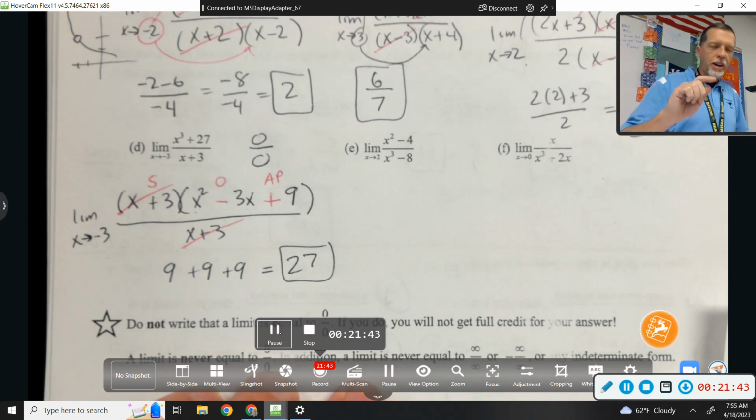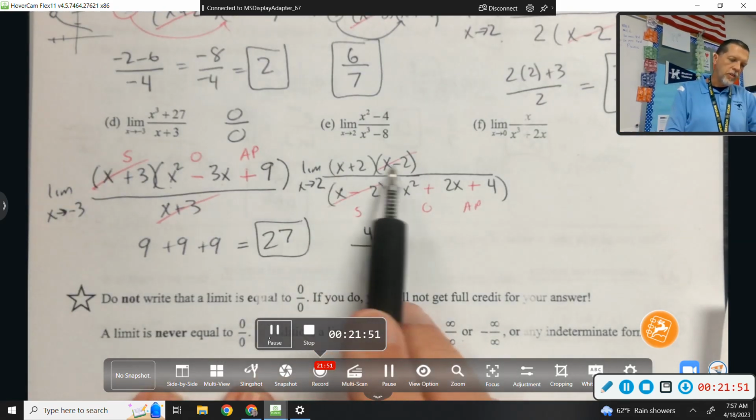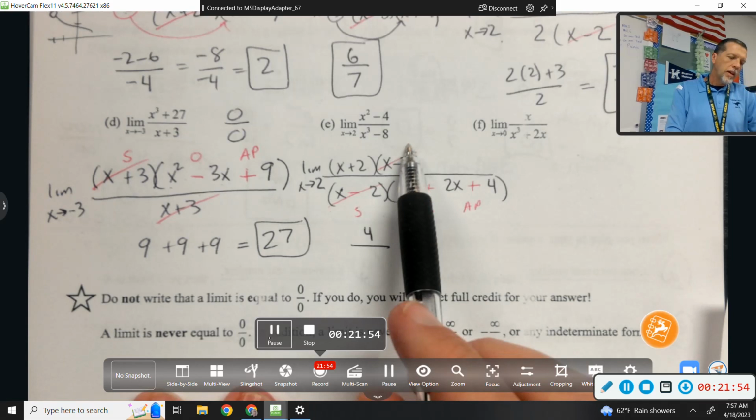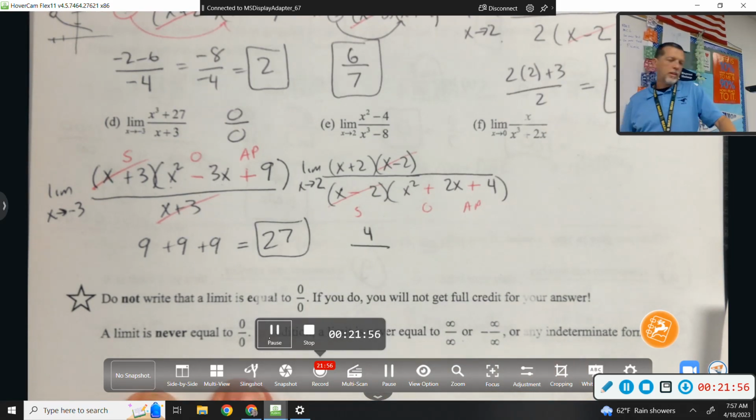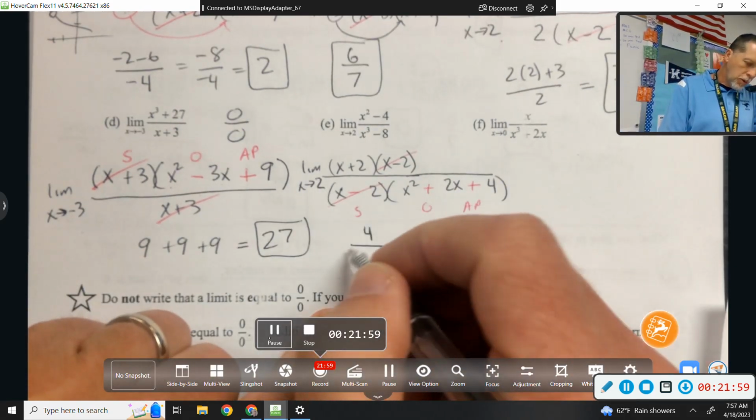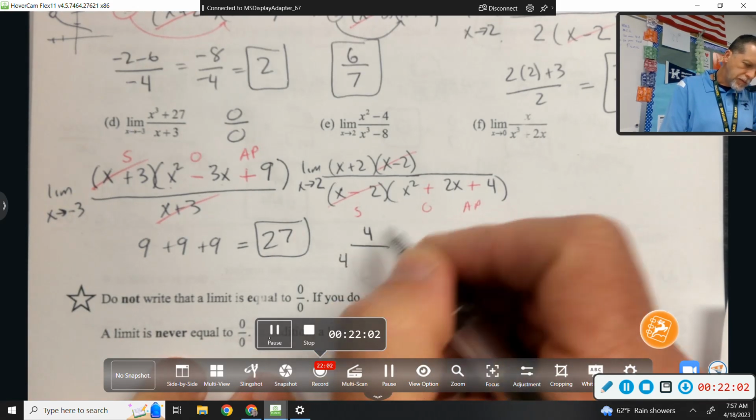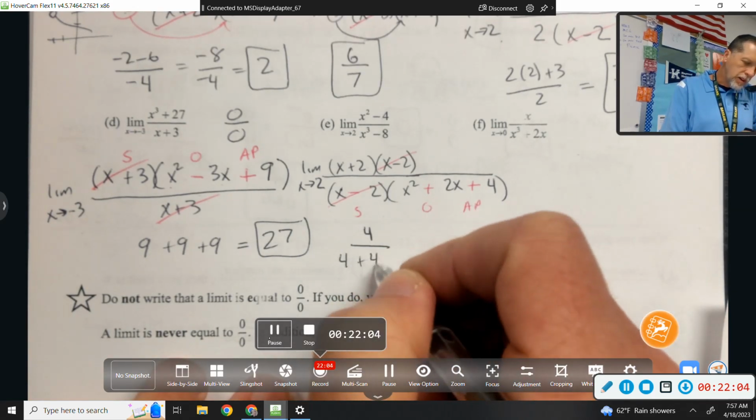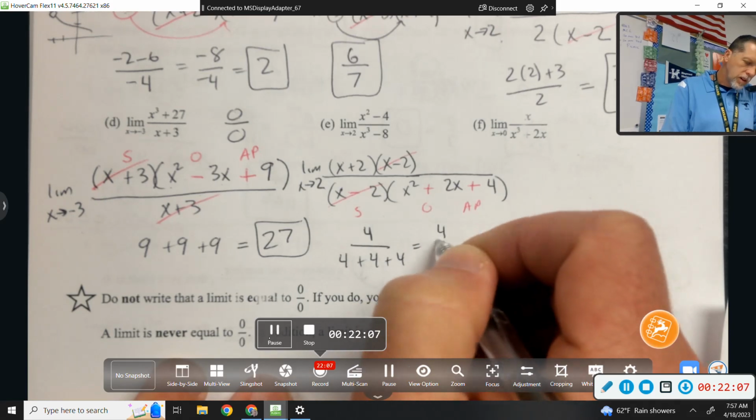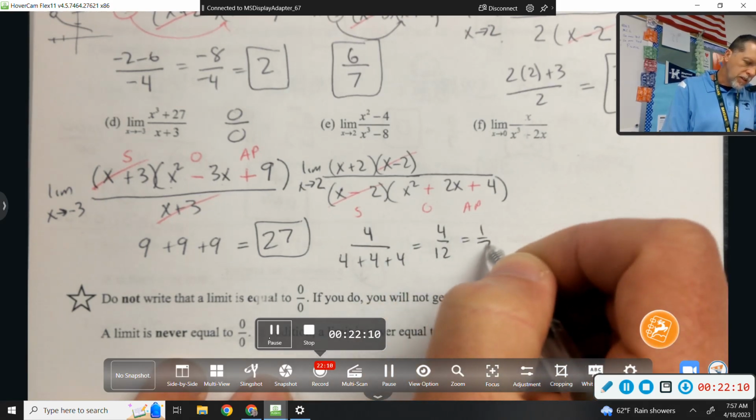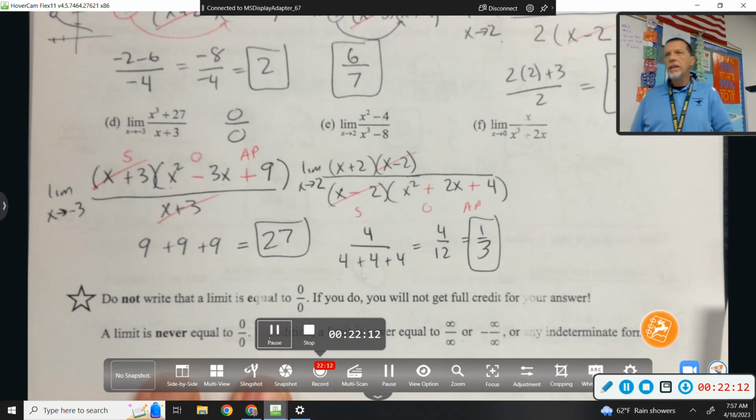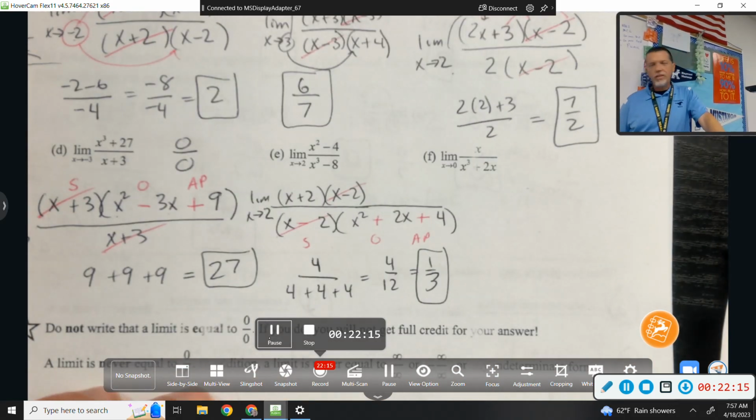Why don't you try letter E, because there's another cube in there. So you try that one. There's our factors of top, factors of bottom. X minus 2 canceled, as we expected they would. Plug in 2. 4 plus 4 plus 4. 4 twelfths is 1/3. Factor, cancel, substitute. Well, I guess I should substitute to see if it works, and then factor, cancel, and substitute again.